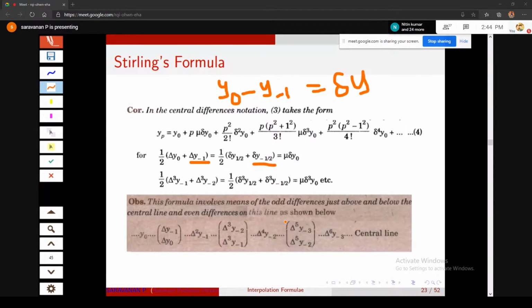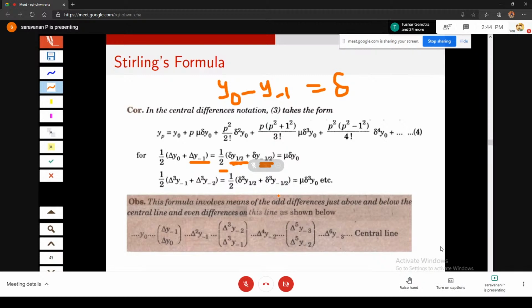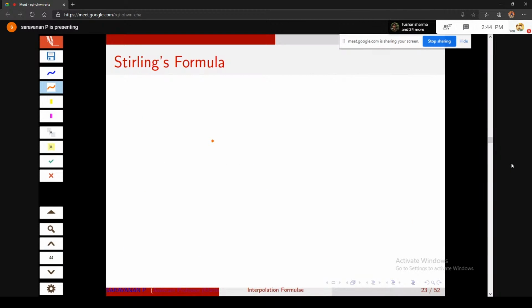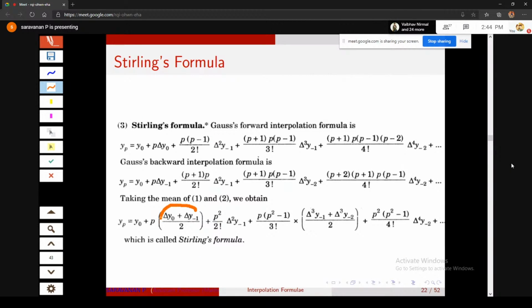Suppose you are using the average operator symbol, what is the average operator actually? This plus this by 2. So in place of this, we can write mu delta. What is the suffix? You take the average: 1 by 2 plus minus 1 by 2, by 2, that is 0. So that is nothing but mu delta y0. Therefore, in place of this, we have got mu delta y0.